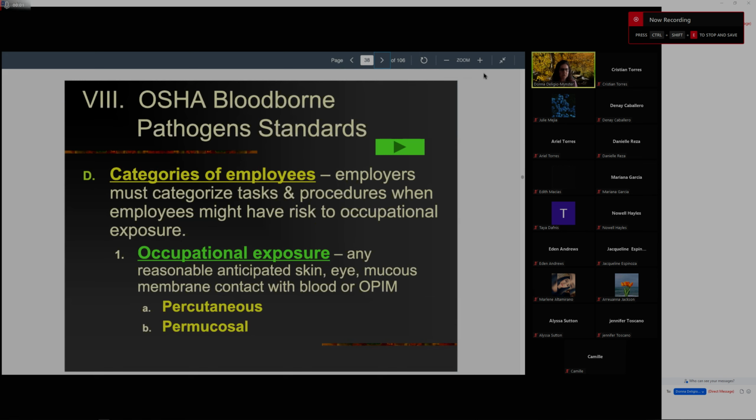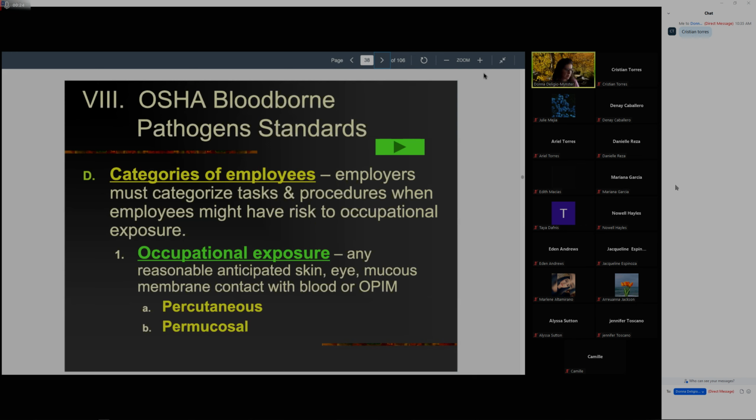have a risk to occupational exposure. And then what is an occupational exposure? Any reasonable anticipated skin, eye, mucous membrane contact with blood or other potentially infectious materials. Example, percutaneous. Percutaneous is through the skin.